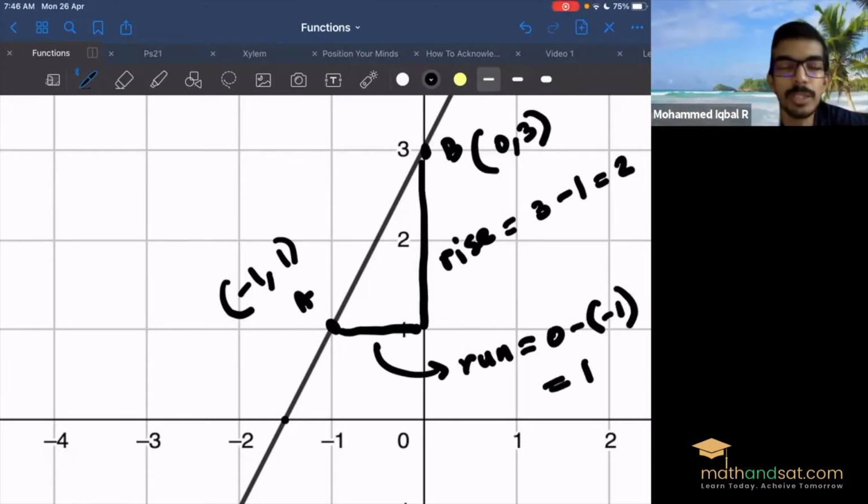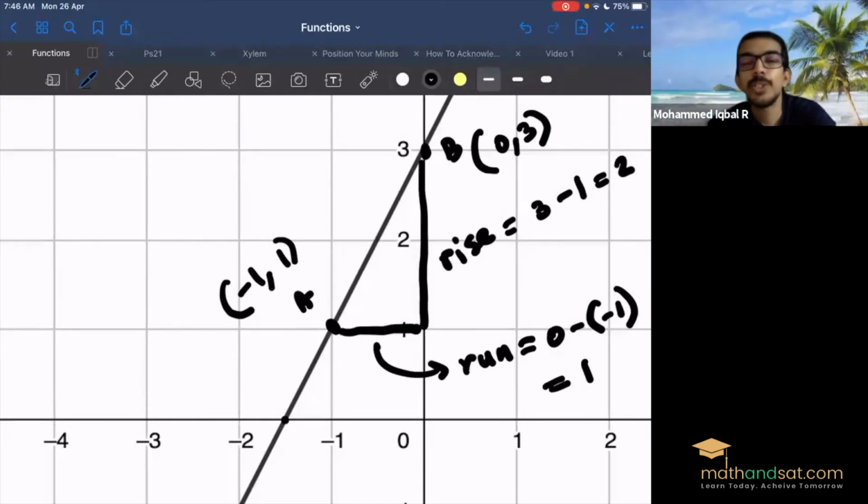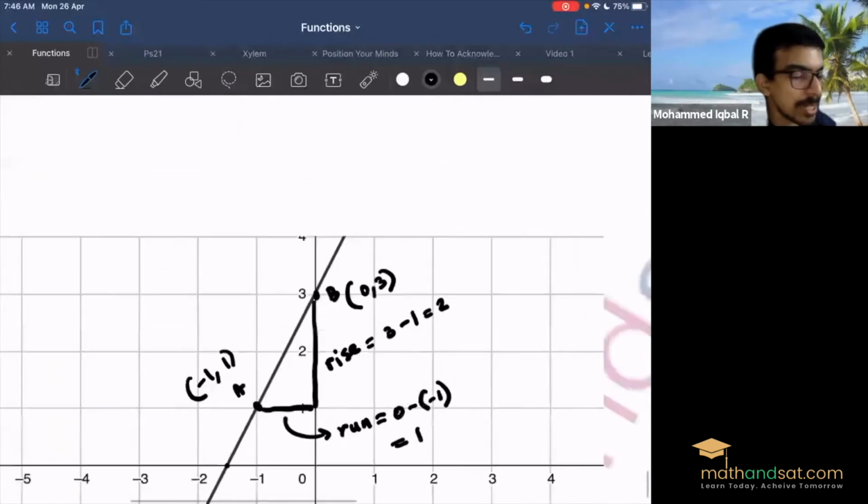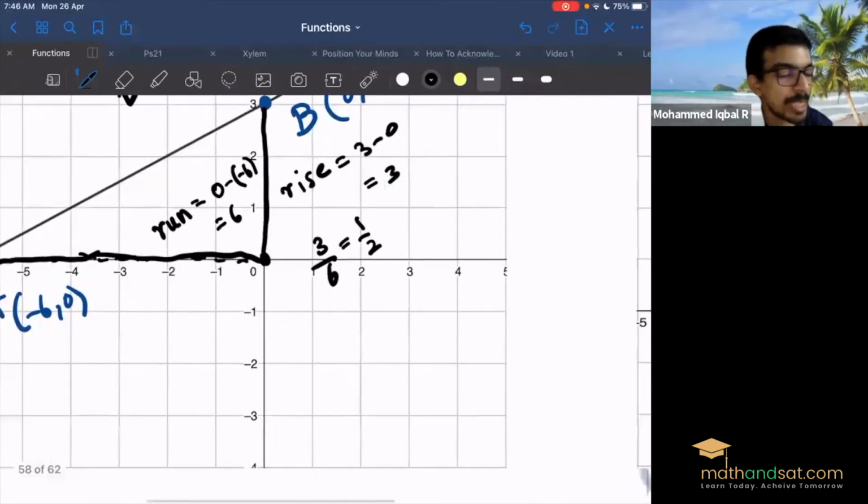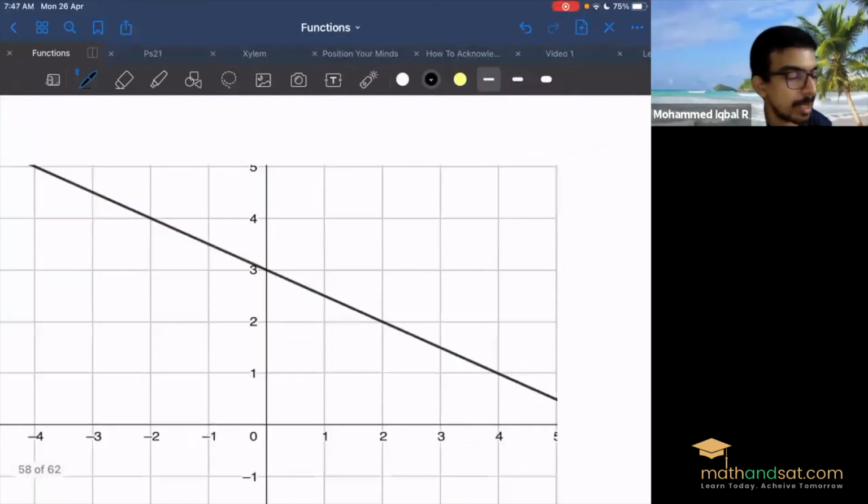So what is the slope here? Slope is 2 over 1, which is 2. Slope here is 2. But we need half as the slope. So, of course, A was the right answer. But we are checking other options as well.